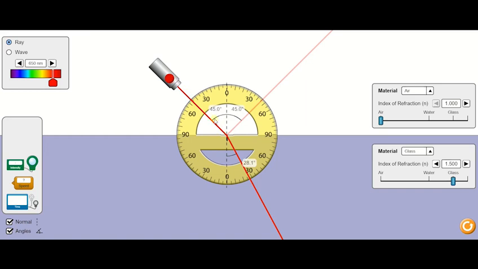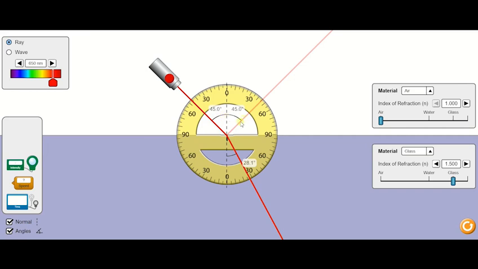The incident ray is coming from the source. So this is the incident ray, and the one that is leaving is called the reflected ray. Now the angle between the incident ray and the normal is called the angle of incidence, whereas the angle between the normal and the reflected ray is called the angle of reflection. Now we know that angle i is equal to angle r.